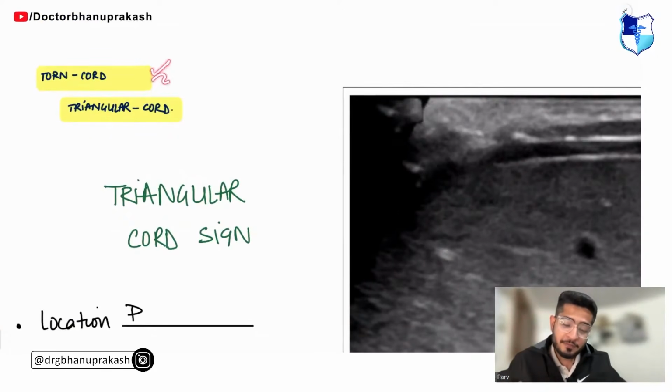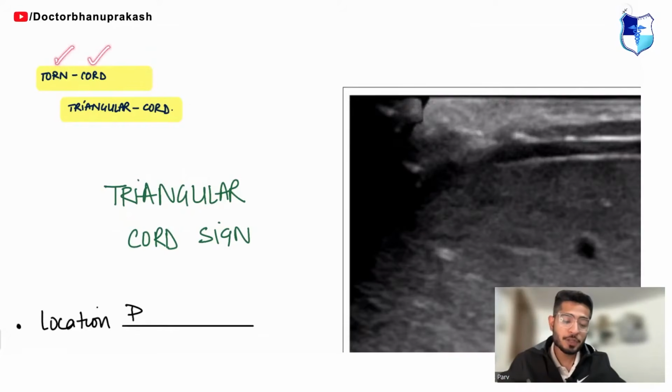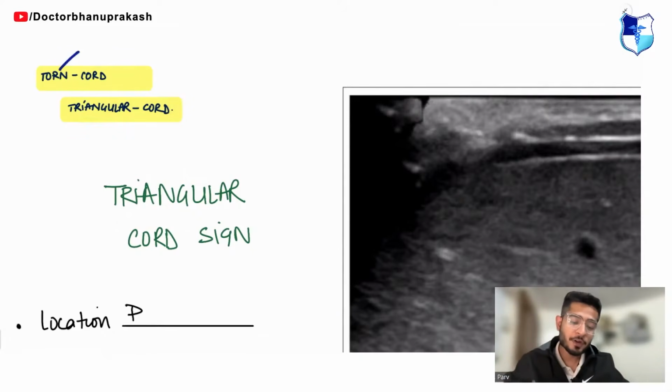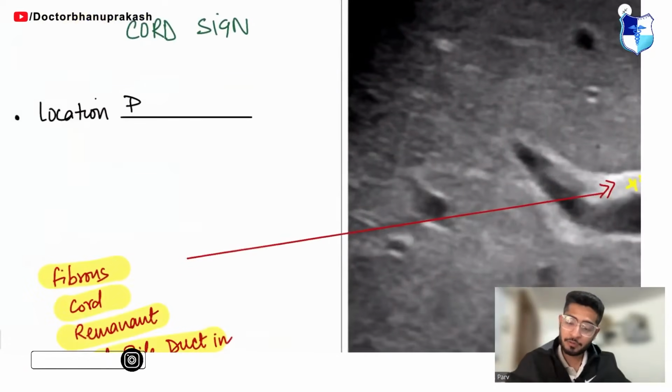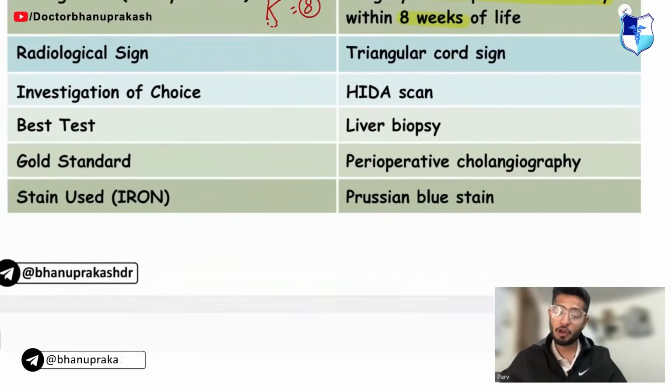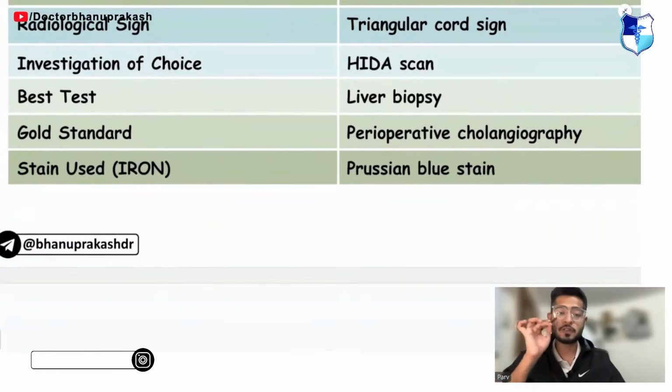If the triangular cord sign is seen, think of a torn cord, triangular cord, torn cord. That means the cord is not patent, the cord is torn. So the answer is biliary atresia. And I've told you the location is going to be porta hepatis. Coming on to radiological signs.